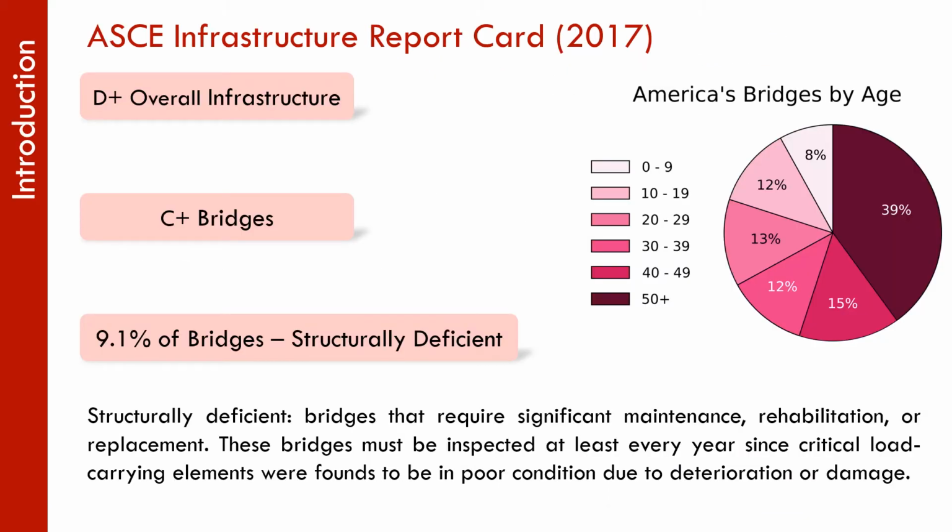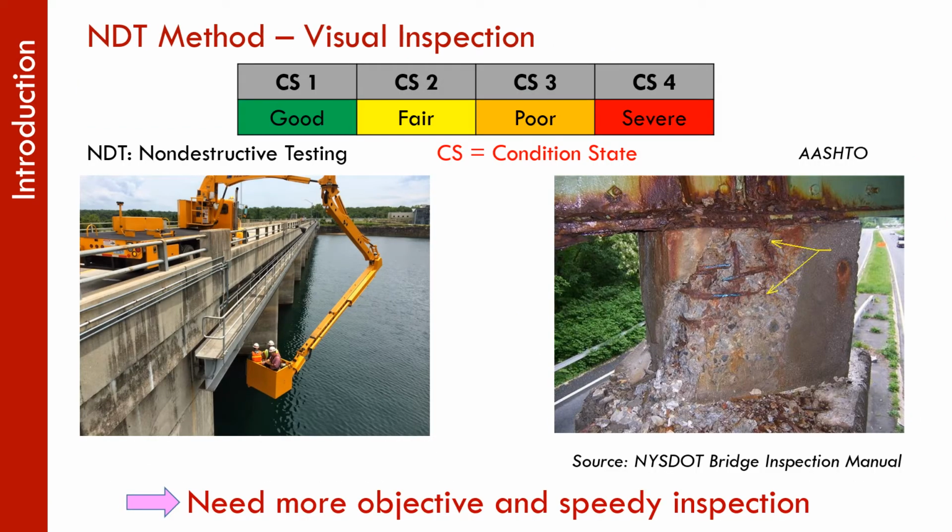The American Society of Civil Engineers says America has a D plus in their overall infrastructure and a C plus in bridges. This means that about 9% of bridges are structurally deficient. The best way that we have to inspect them is through non-destructive techniques, mainly visual inspection. Visual inspection takes a lot of time and expense.